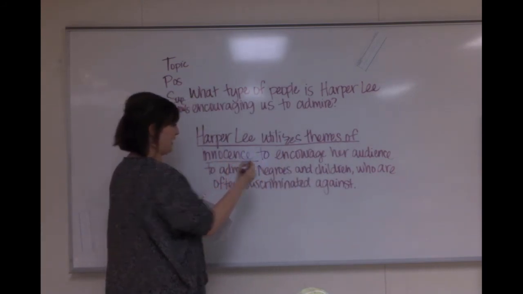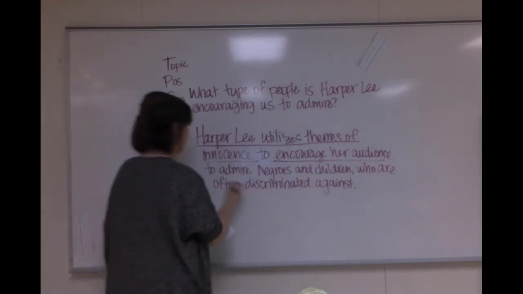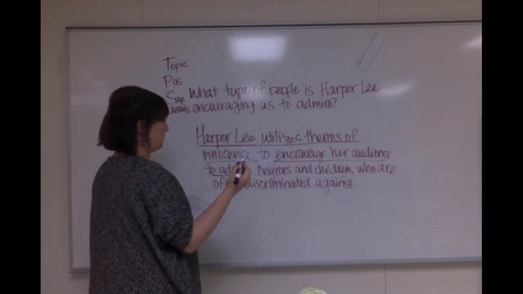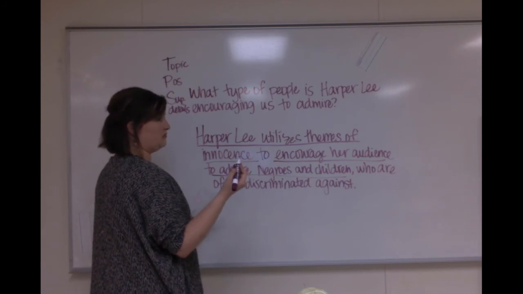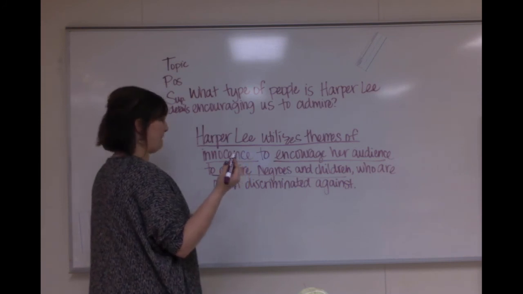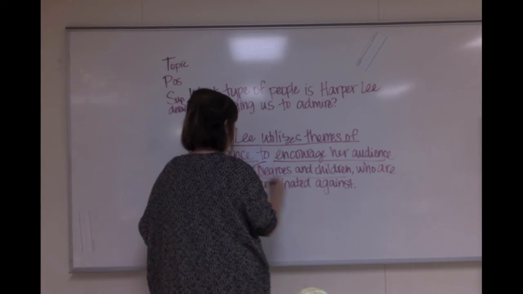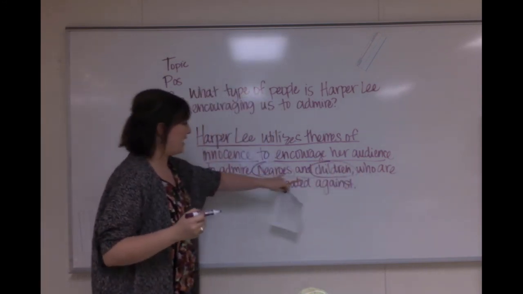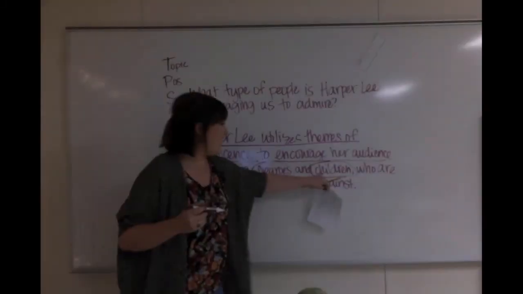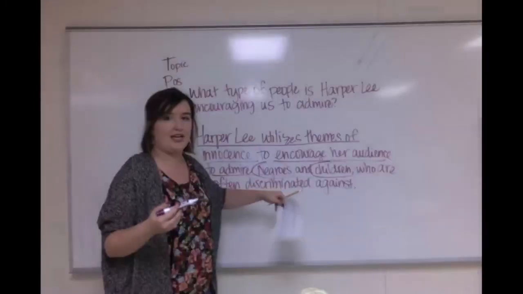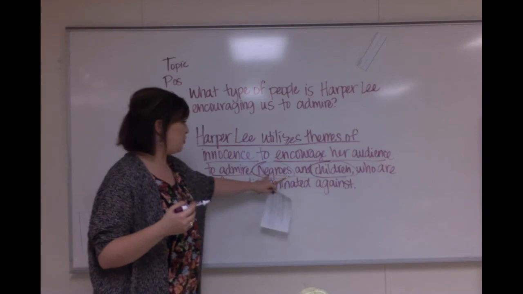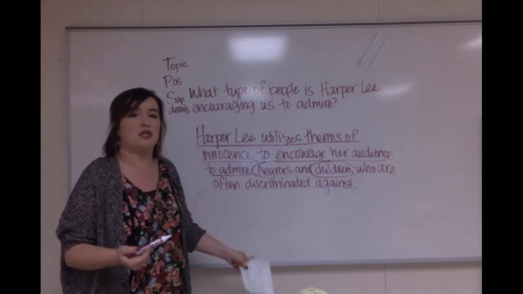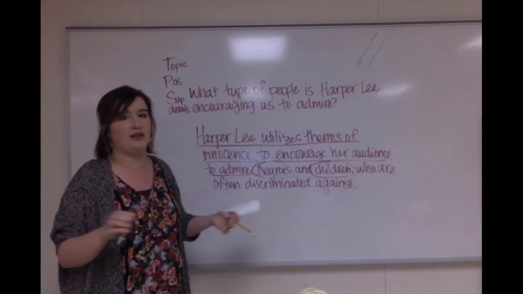My position is that she's encouraging me to admire Negroes and children, and my supporting detail would be... I think the supporting detail is the Negroes and children. Negroes and children, so this would be the supporting details right here. So I'm going to spend my essay proving that Harper Lee is using themes and rhetoric to shed a good light on children and Negroes to convince me to like them and to convince me to admire them and want to be more like them.